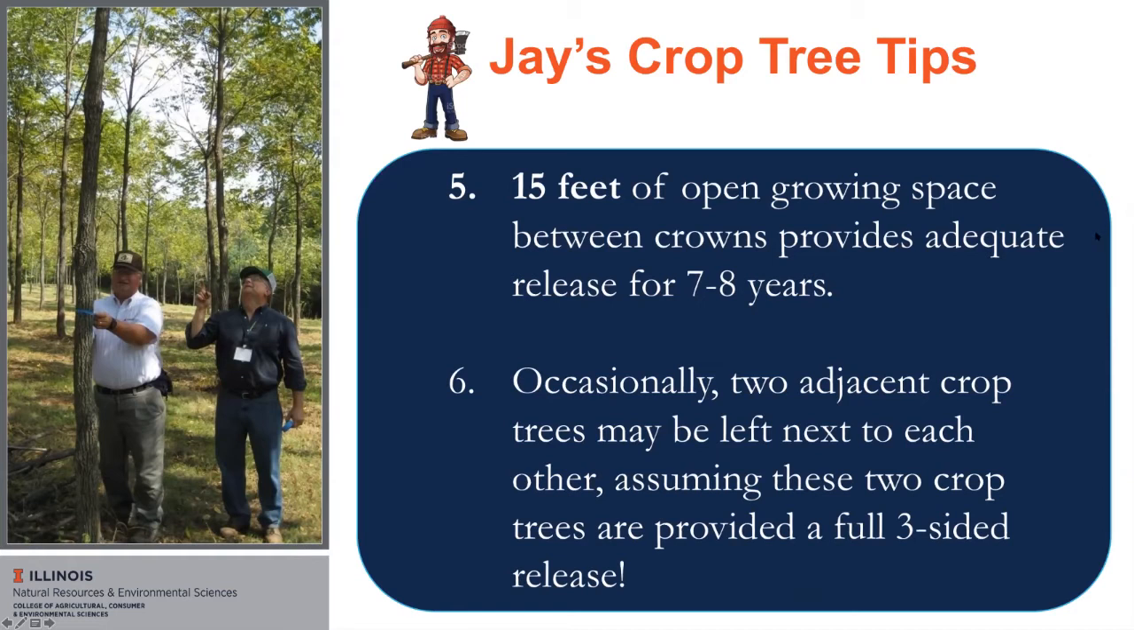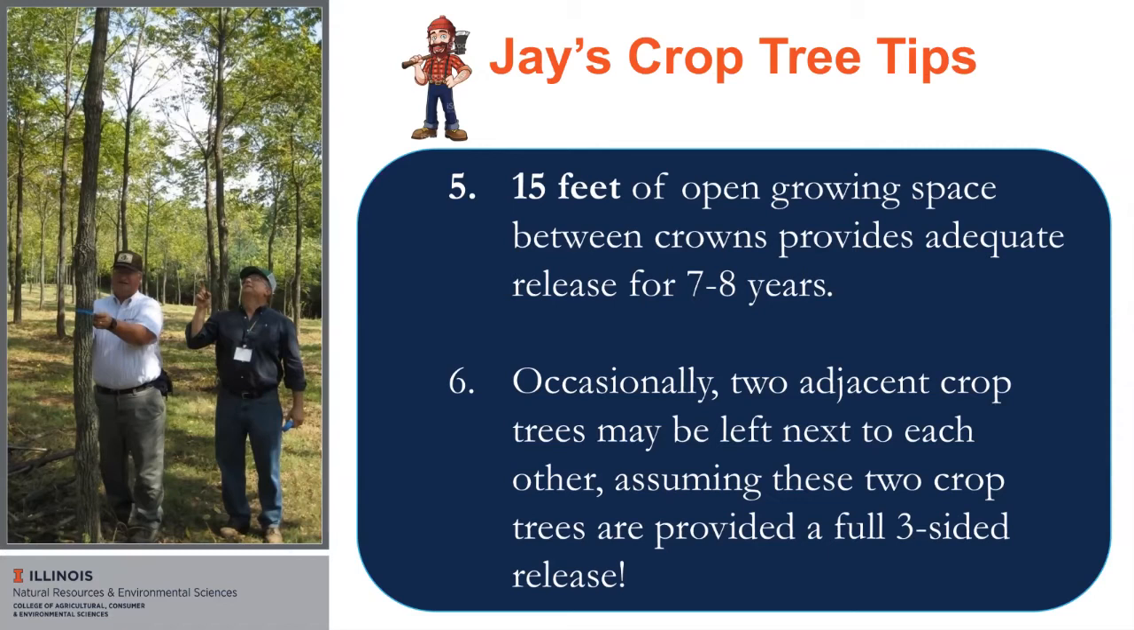Here's a good piece of information: when you do a release treatment at the crown level, about 15 feet of open growing space between crowns will provide an adequate release for 7 to 8 years. That basically means that crown encroachment from adjacent trees occurs at about 1 to 1.5 feet per year. So if you don't give your crop tree enough room when releasing it, that canopy gap is going to get fully occupied within just a year or two. So you have to give your crop trees adequate growing space at the crown level.